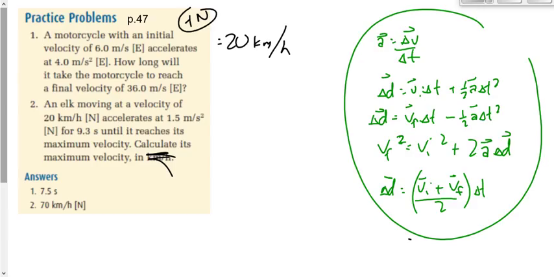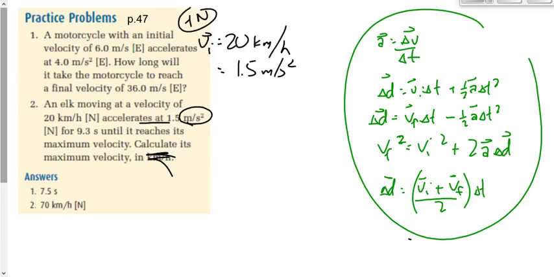VI. It's the initial velocity. That's how fast the elk is moving when it starts accelerating. VI is 20 kilometers per hour. It accelerates at 1.5 meters per second squared. What is that? Is that A? Is that VF? Is that T? It's A. That's the acceleration, right? It accelerates at that. Meters per second squared.